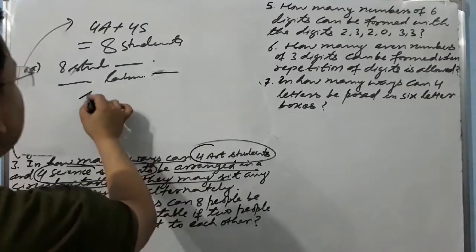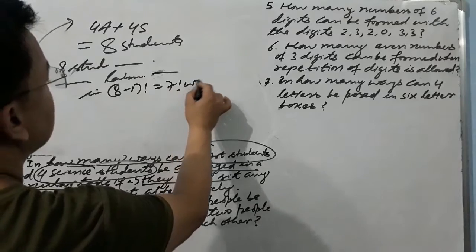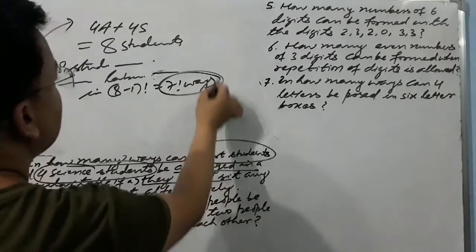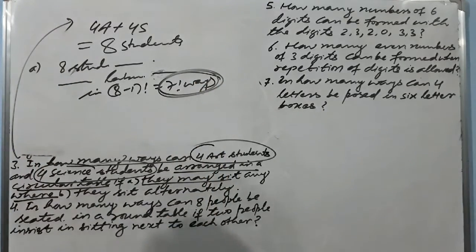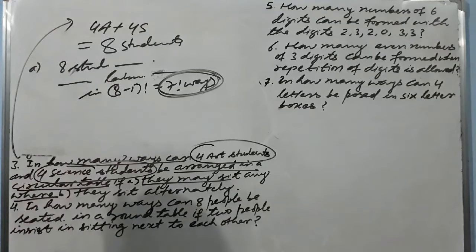They can be arranged in how many ways? 8 minus 1 factorial, which means 7 factorial ways. This will be the answer of the first part. Here I'm not writing properly, I'm just going to explain the questions. You will try to write it down yourself. I'm telling it also, so you can copy that.